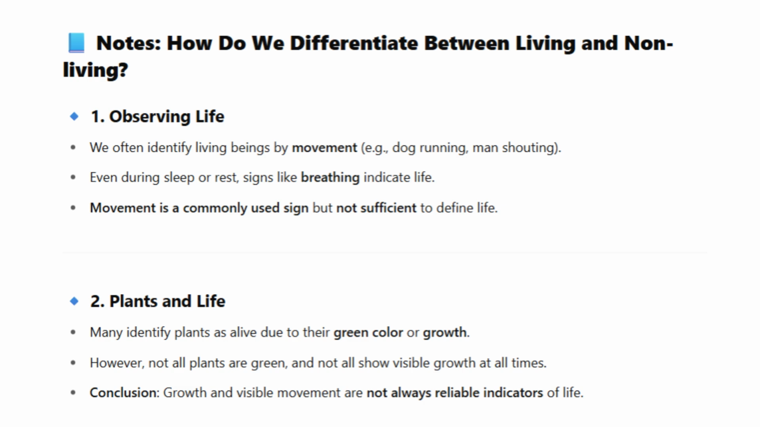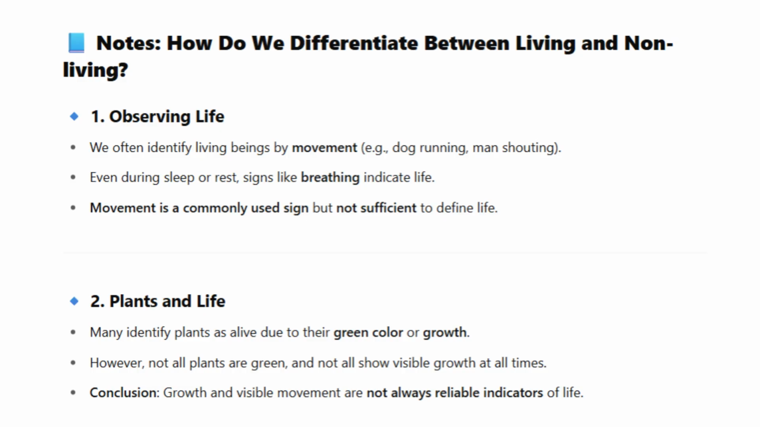2. Plants and life. Many identify plants as alive due to their green color or growth. However, not all plants are green, and not all show visible growth at all times. Conclusion. Growth and visible movement are not always reliable indicators of life.